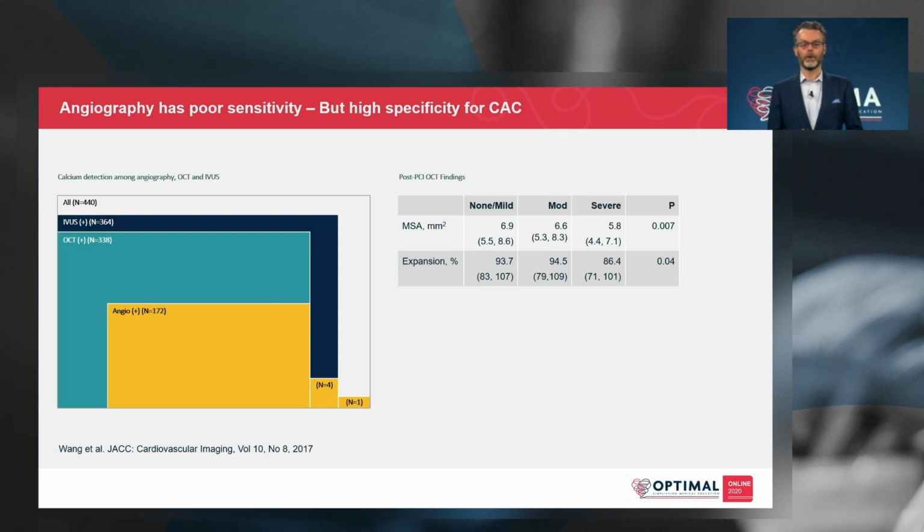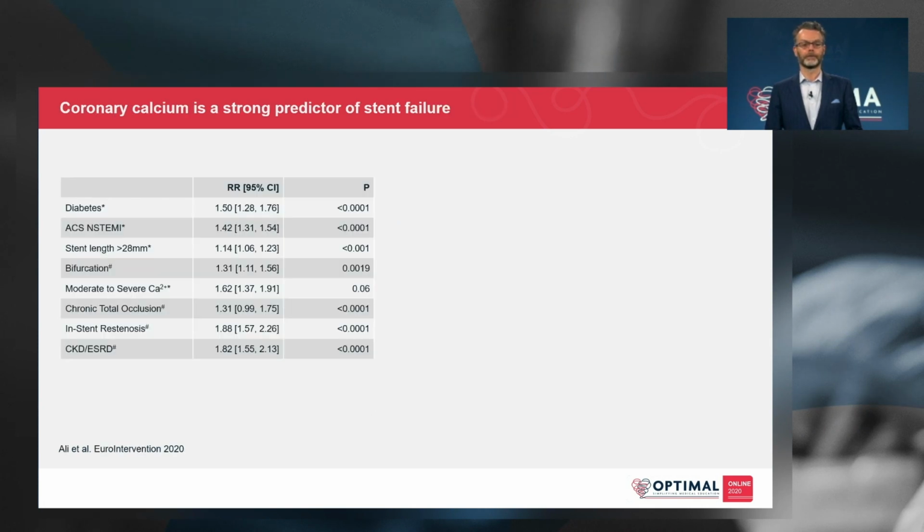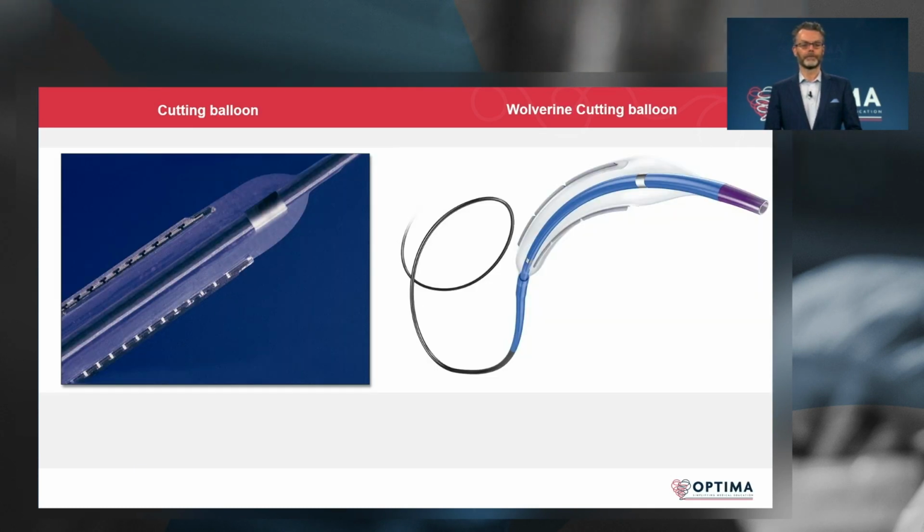And we know that small stent areas result in adverse patient outcomes. And again, if we look at these risk factors for what causes stents to fail, coronary arterial calcium is right up there and one of the biggest predictors of adverse outcomes.